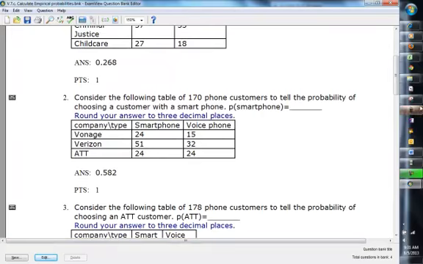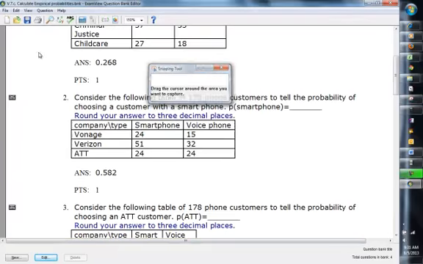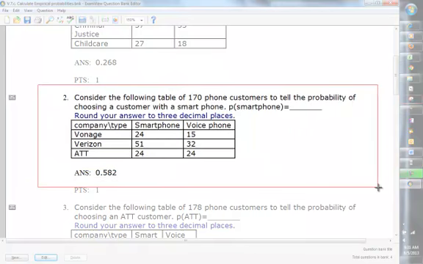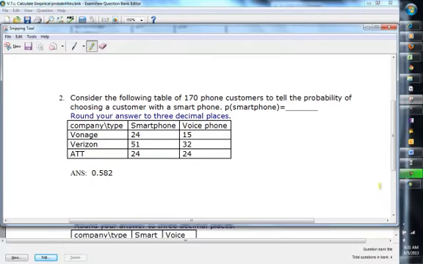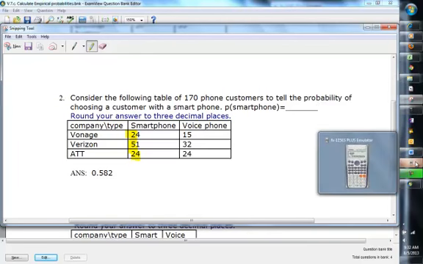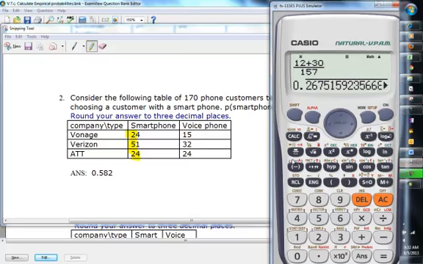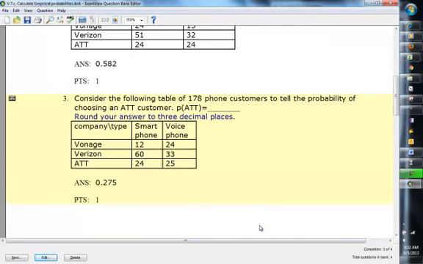Next one. The table shows 170 phone customers, the probability of choosing a customer with a smartphone. So we want these three added together out of 170. So another fraction, 24 plus 51 plus 24 out of 170 is 0.582, and so on.